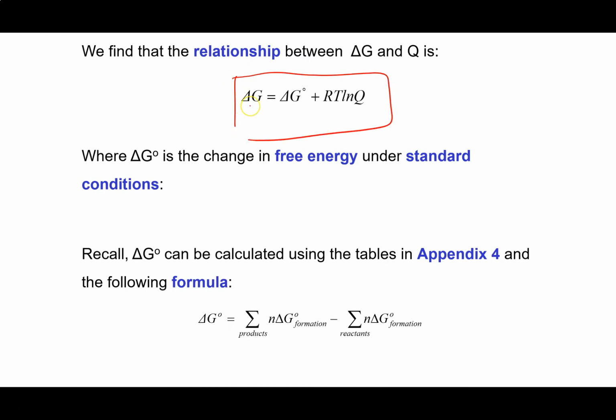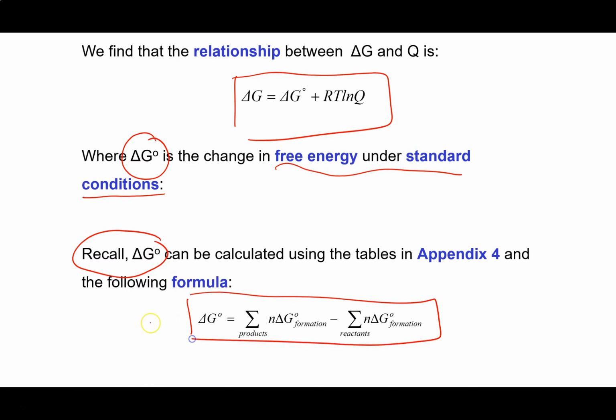Delta G is equal to delta G naught, the standard Gibbs free energy change, plus RT log Q. Q is our reaction quotient, R is the ideal gas constant, and T is the temperature in Kelvin. Delta G naught is the free energy change under standard conditions for our reaction, and typically we calculate that using Hess's law with the values found in the back of the book: the sum of the delta G's of formation of the products minus the sum of the delta G's of formation of the reactants gives delta G naught for our reaction.